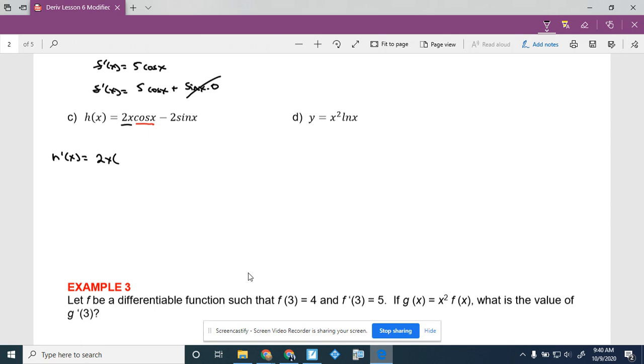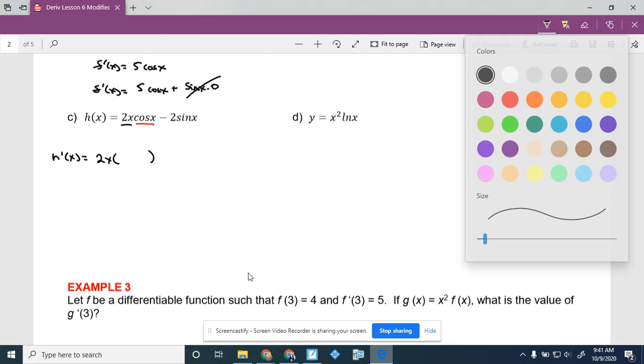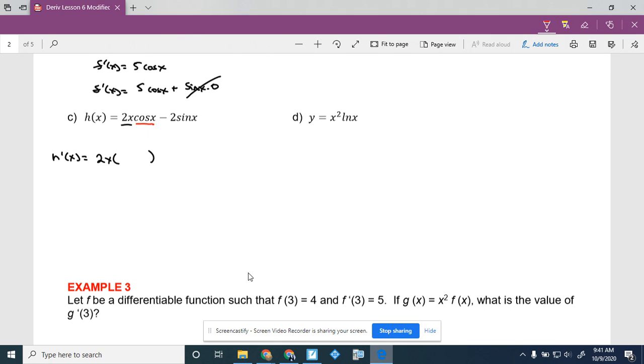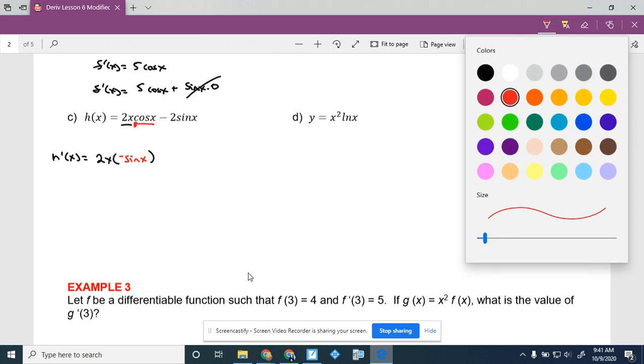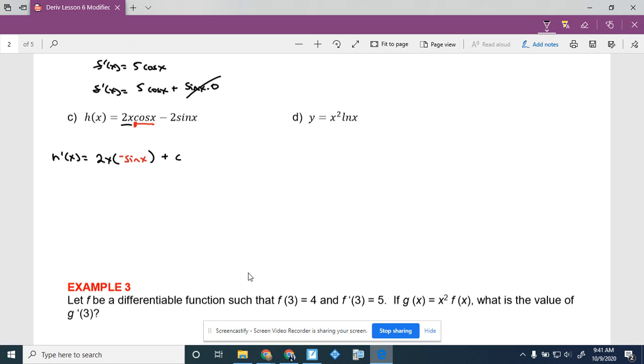So first times the derivative of the second. What is the derivative of cosine x? It's negative sine x. Remember, if you take the derivative of a trig function beginning with a c, it will be negative. Then I have plus the second, cosine x, times the derivative of the first. The derivative of 2x is just 2, right? And then close that out. That just represents the derivative of the first part of the difference, that part. Remember, the derivative of a difference is the difference of derivatives. So that's why I can get after this like that.